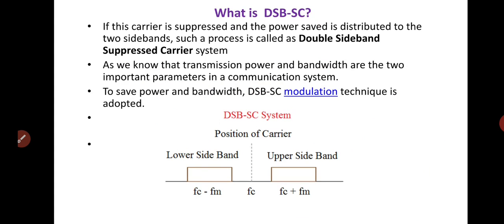In the previous lecture we discussed the concept of sidebands and power distribution in the carrier and sidebands. And we found that the carrier carries 2/3 of the total power, and the lower sideband and upper sideband carry equal power, that is 1/6 of the total power.